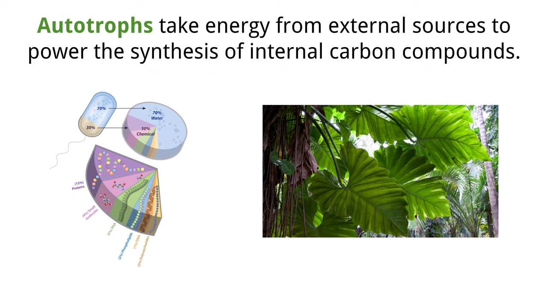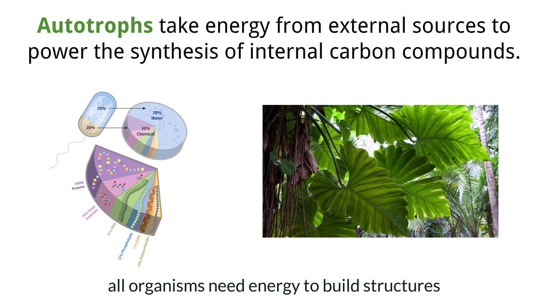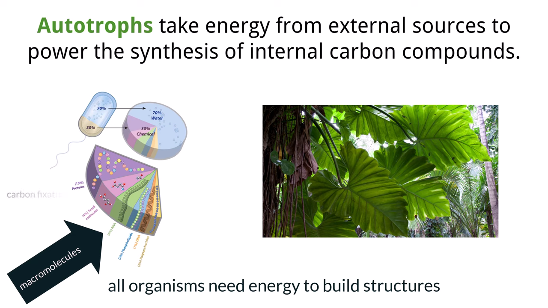Let's continue our conversation about chemical energy with talking about how organisms obtain chemical energy and what they use it for. All organisms, no matter how large or small, need energy to build structures. We see these at the cellular level in the form of macromolecules through processes like carbon fixation, in which carbon is taken from an inorganic form and used to create an organic molecule, and in anabolic reactions that put monomers together to form polymers. Every living thing needs this chemical energy, so how do they get it?